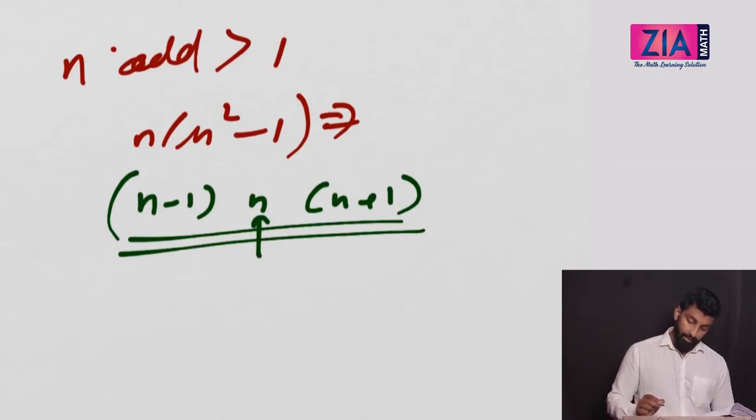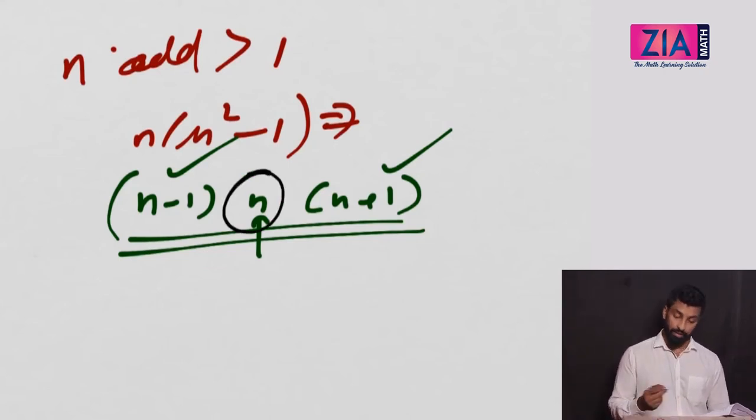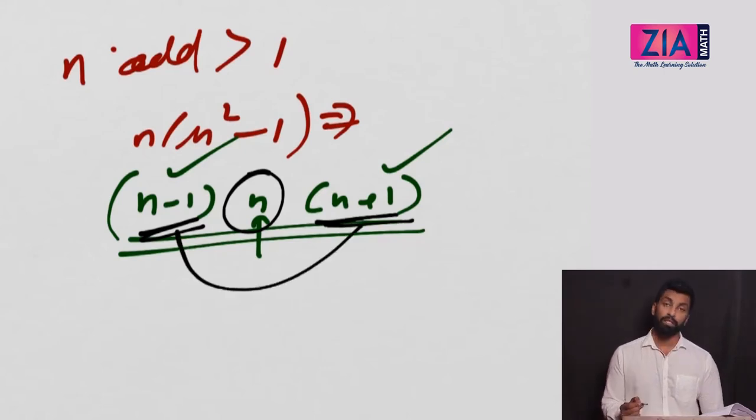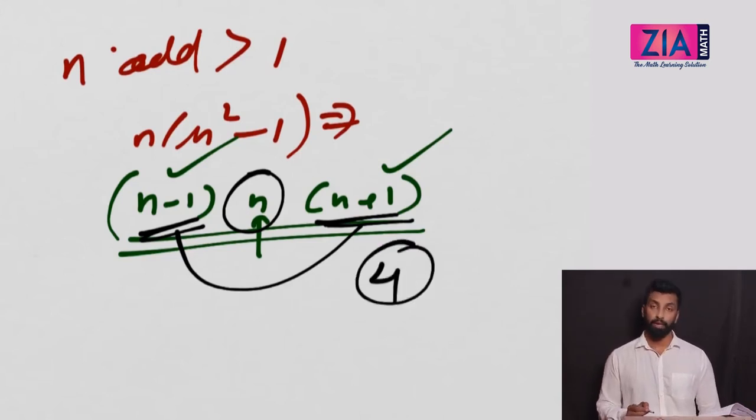Since n is an odd number, n minus 1 is an even number and n plus 1 is an even number. Why? Because it is given that n is an odd number, which is greater than 1. So you got two consecutive even numbers, right? Two consecutive even numbers means one is a multiple of 4.